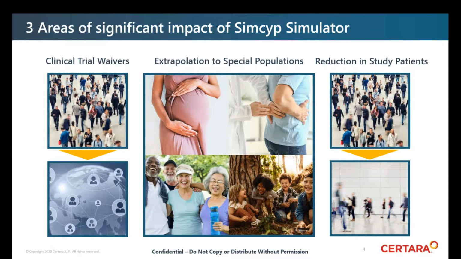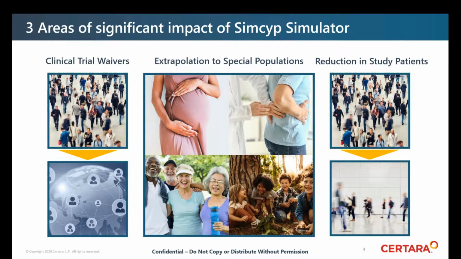But other major applications include extrapolation to special populations, including pregnant mothers, organ impaired, geriatric, and pediatric. In some instances, it is not possible to make robust predictions to the extent that one can completely obviate the need for a clinical trial.